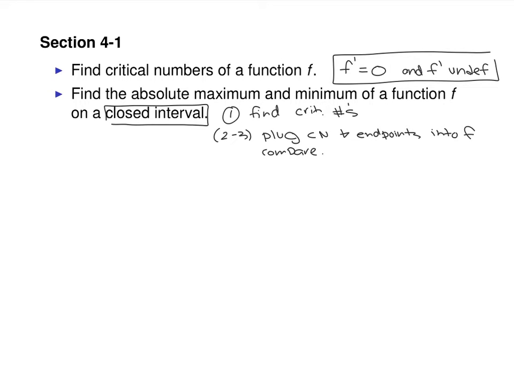And the thing that you're going to forget, if you forget anything, is that the endpoints are also potential maxima and minima on that closed interval. Okay? And that's really the two big ideas in section 4.1. That really was it.